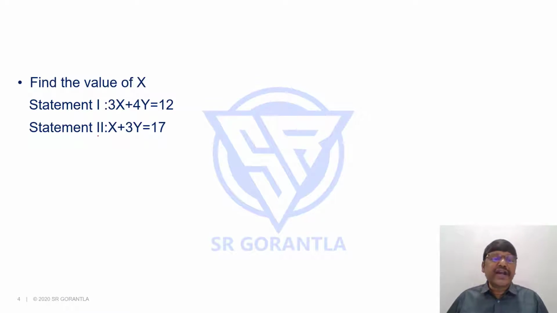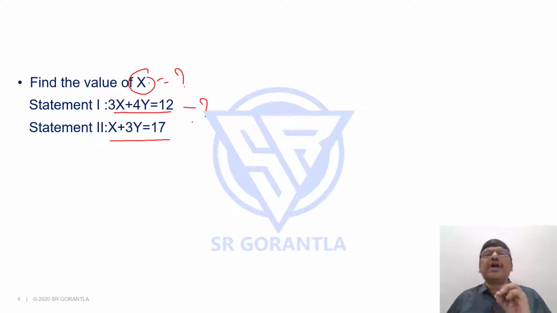Find the value of x, and statement 1 says 3x plus 4y is 12. Statement 2 says x plus 3y is 7. Students, I am not interested in knowing how much the x value is. To find the x value, is this statement sufficient or not sufficient? You have to decide. That's enough. You don't need the x value. When I say 3x plus 4y is 12, can I answer the x value? No. Why? When there are two unknowns, I need two independent equations. Hence, the first statement alone is not sufficient.